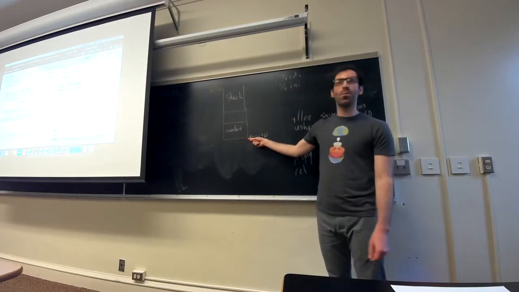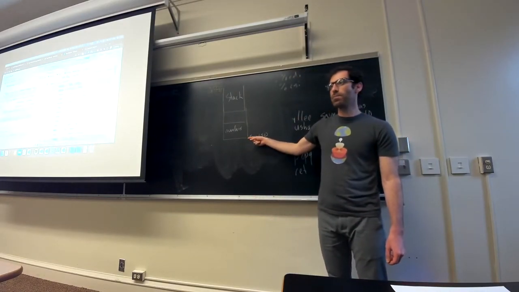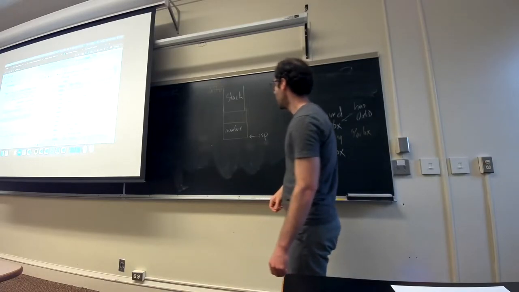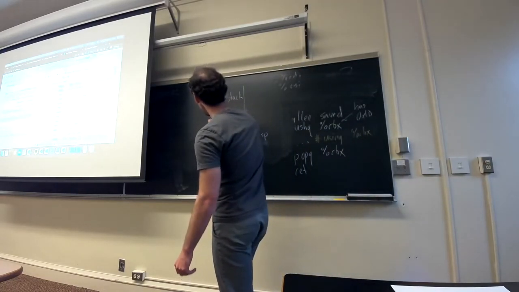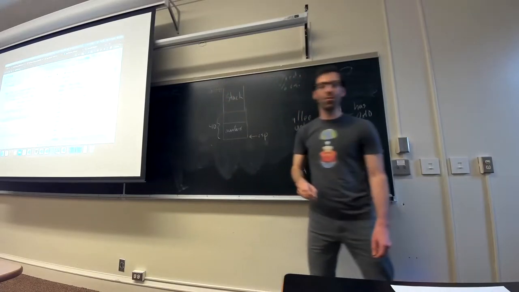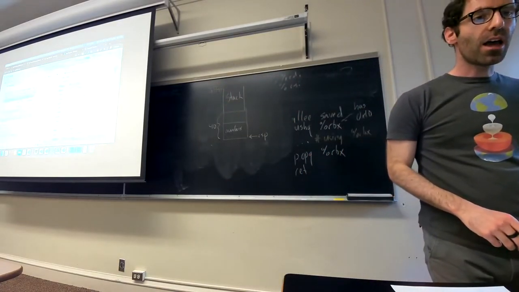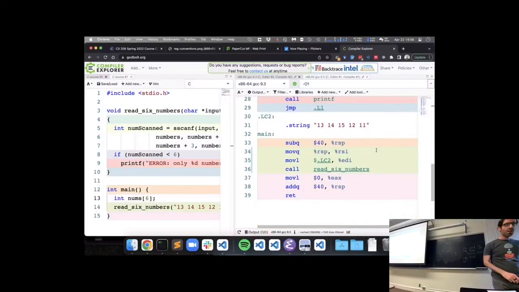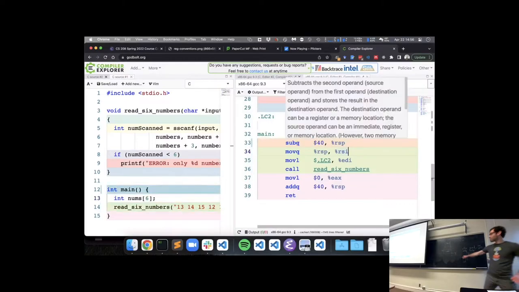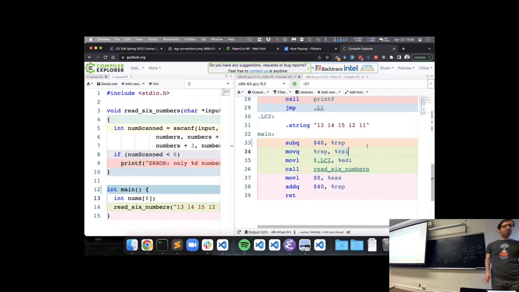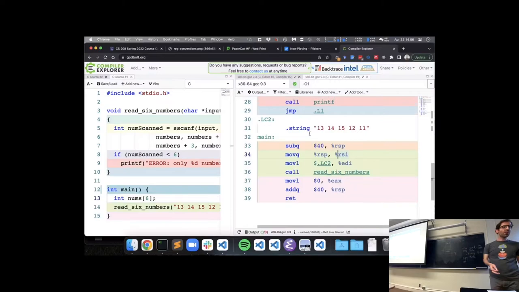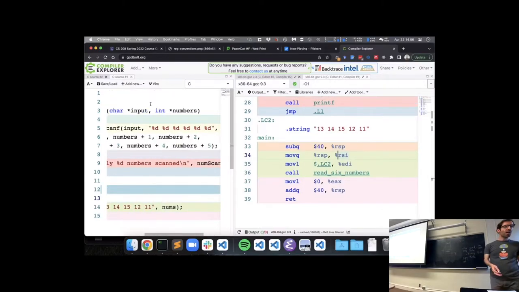And RSP points to the start of this array. And this whole thing was the 40 bytes that we allocated. And we can see that main moves RSP to RSI. So it takes the stack pointer, which points to the start of the array, and puts it in the register that's the second argument to read six numbers. So it's passing the stack pointer as this pointer to the start of the array.